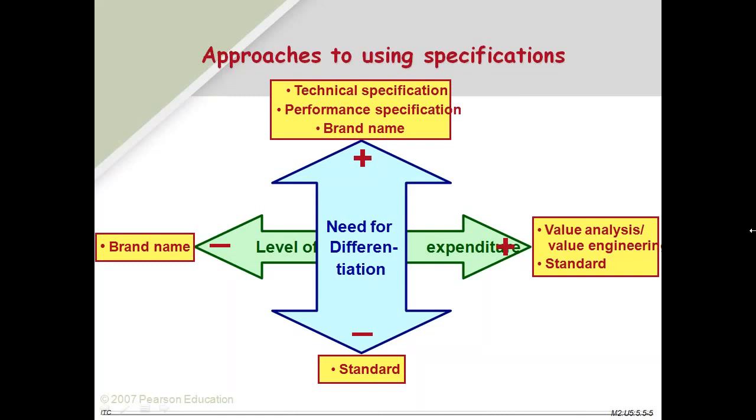That means technical specs have to be different. Performance specs have to be there. Obviously brand name counts a lot. And then the expenditure part is also there. When you're going toward the brand name, your level of expenditure goes up, and the value of the standard goes up. So that's the way we look at it.